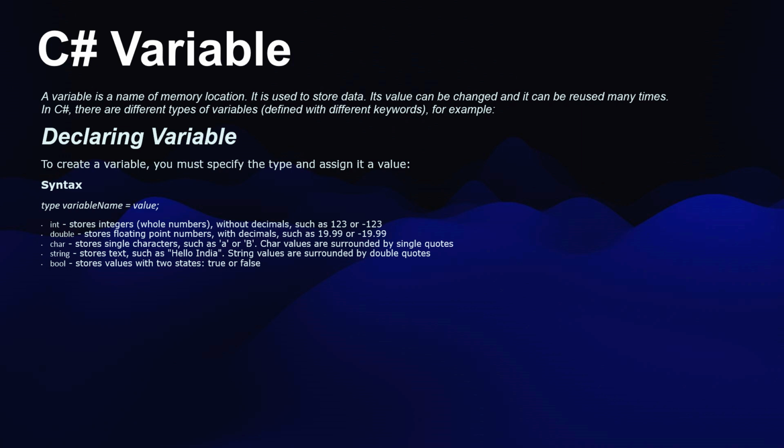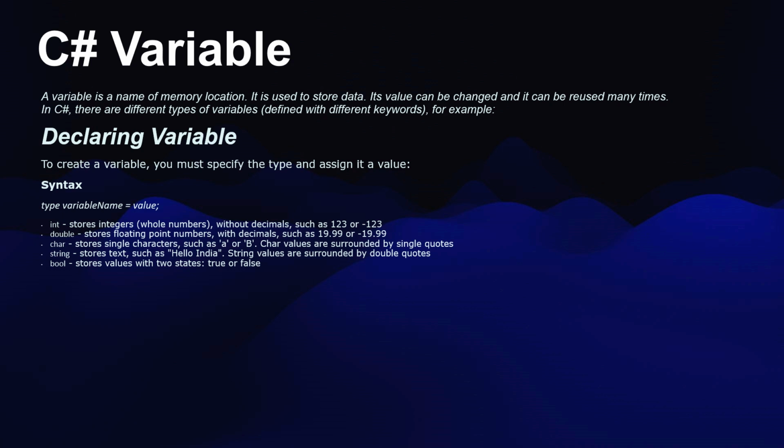A C Sharp variable is a name of the memory location. It is used to store the data. Its value can be changed and it can be reused many times. In C Sharp there are different types of variable. So actually, what is a variable? A variable is basically used to store the data.